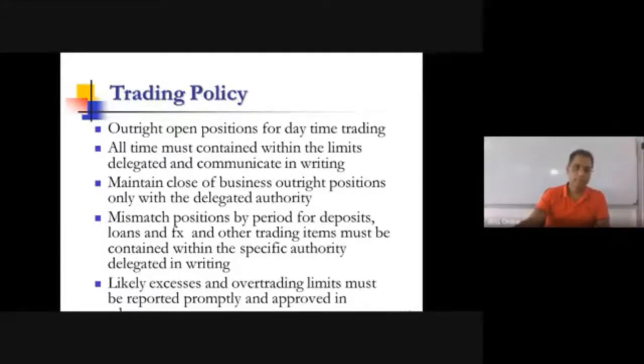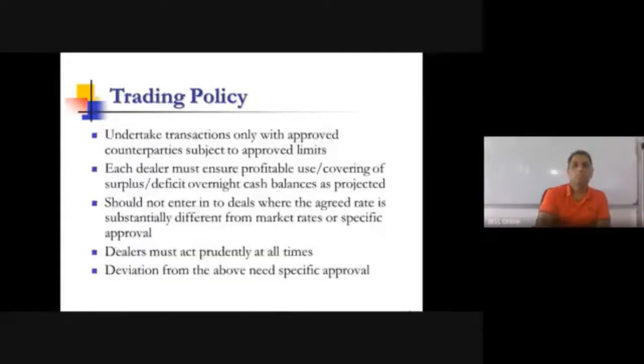So all this says the same thing: you undertake deals with counterparties only with approved risk limits. So how do you figure that out? You have to go into your systems and check whether the counterparty you're going to deal with has approved limits. Each dealer must ensure profitable use and covering of surplus or deficit overnight as projected. So the traders must ensure that at the end of the day, they are within their net open positions, they are within all their limits, the cash balances are not in deficit, and everything is okay before they close up for the day.